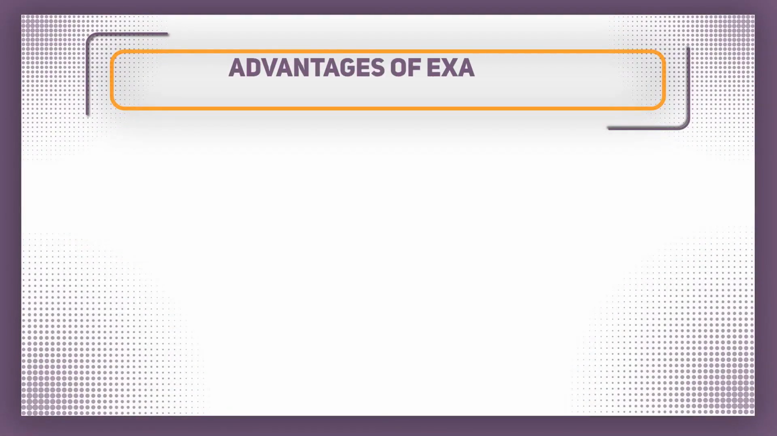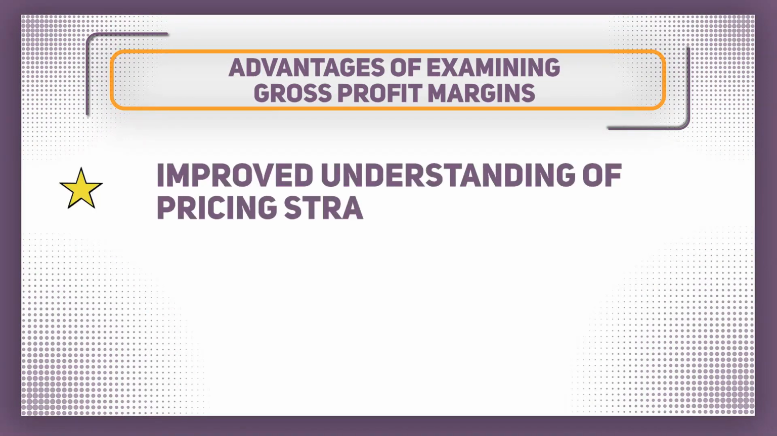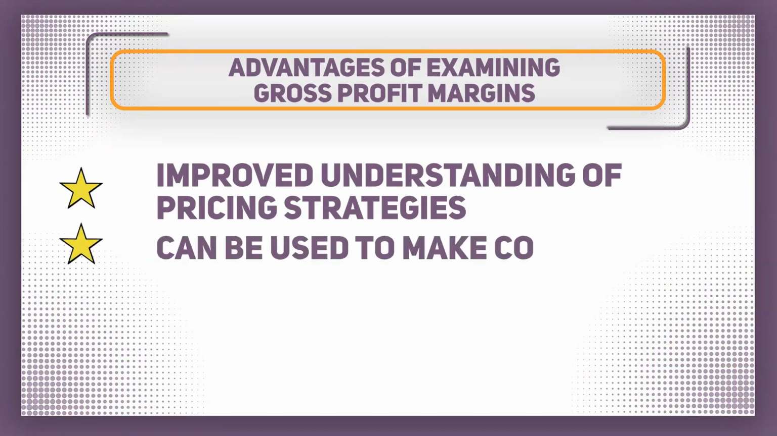Now that we've looked at a couple more examples, let's look at the advantages of looking at gross profit margin for Tranquil Spaces. First of all, looking at the gross profit margin helps Catherine understand the relationship between her selling prices and the cost of the materials. By looking at this in percentage terms, it's helpful as Catherine can use this information to make comparisons.